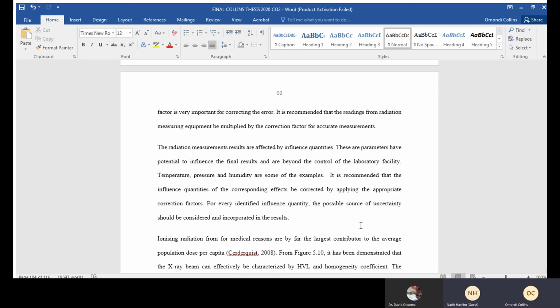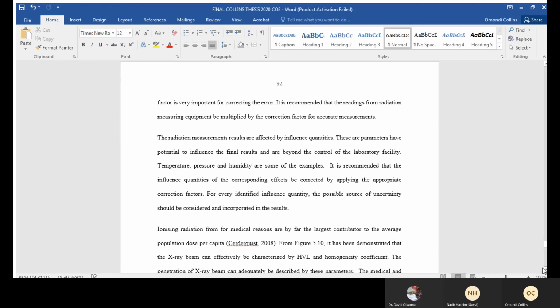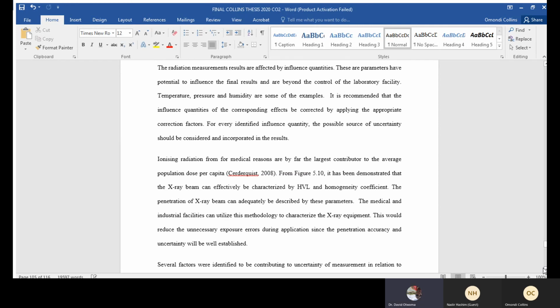So the other issue I try to bring out is that the radiation measurements are affected by the influence quantities like temperature, pressure, and humidity. So for very accurate or precise results, the influence quantities, the environmental factors, should be taken into consideration. Yeah, that is proper, what you are saying. Yes.